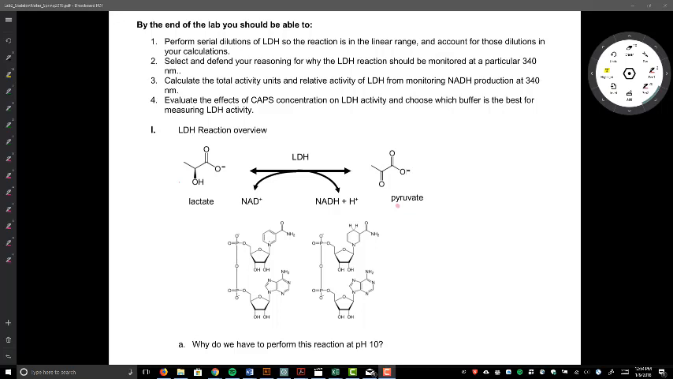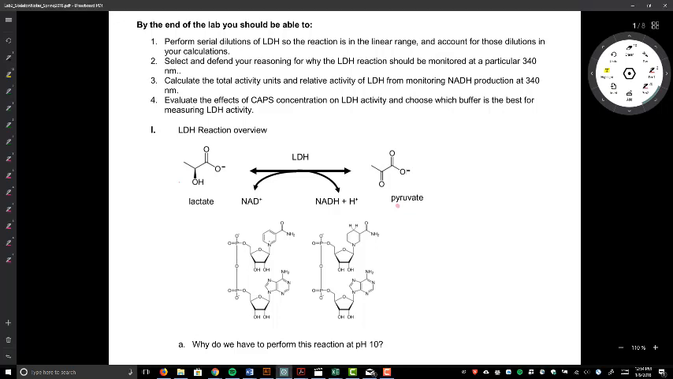So enzymes including LDH are catalysts, and what this means is that they take a substrate and a cofactor, and for the case of this lab, lactate is the substrate, and NAD+ is the cofactor. It brings them into close proximity, and this lowers the activation energy barrier for the reaction, and that allows the reaction to proceed more quickly than it would if lactate and NAD+ were to simply collide in a buffered solution.